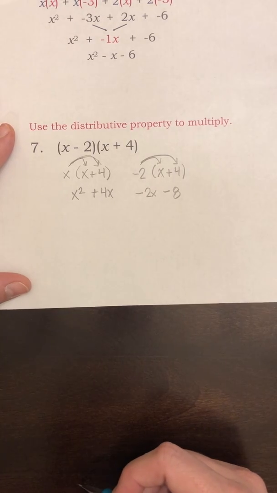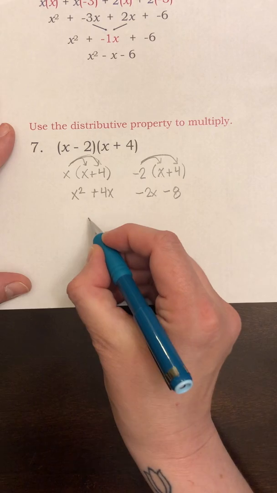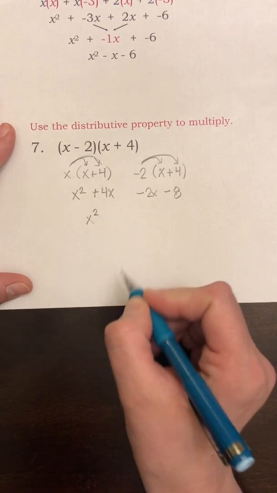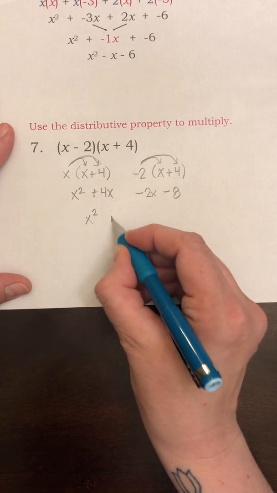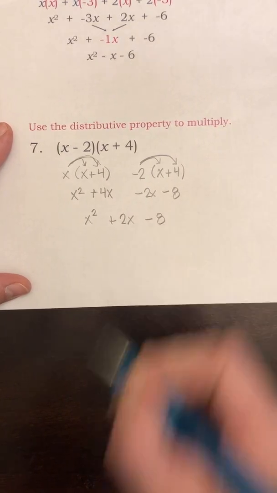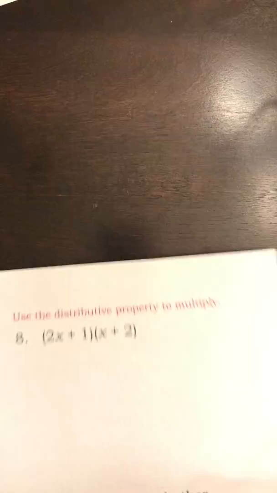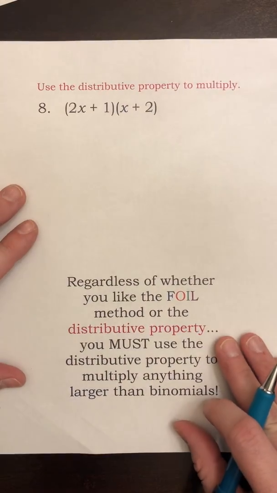Now I'm going to look to combine like terms right here, 4x and negative 2x. That tells me the x squared is not changing, but 4x minus 2x is a positive 2x, and then I still have the minus 8 at the end. So had I done this with FOIL, I would have gotten the same answer. Let's try another one also using the distributive property. So here we go, example 8.